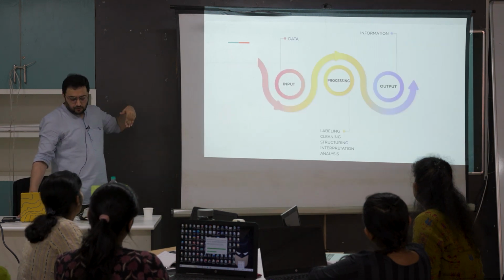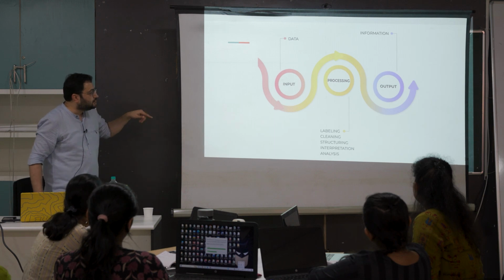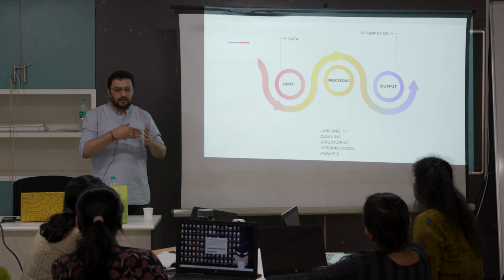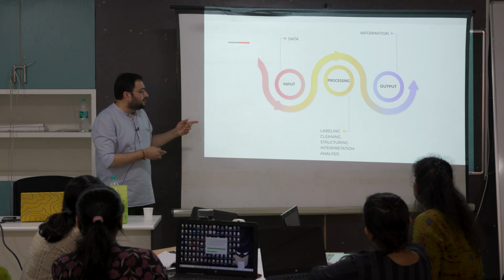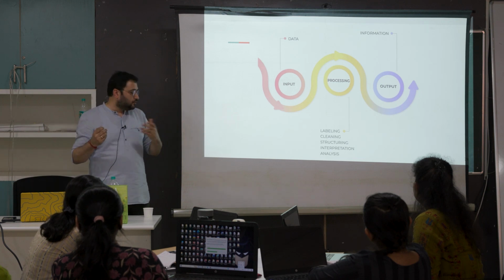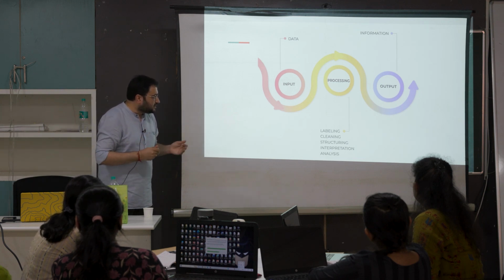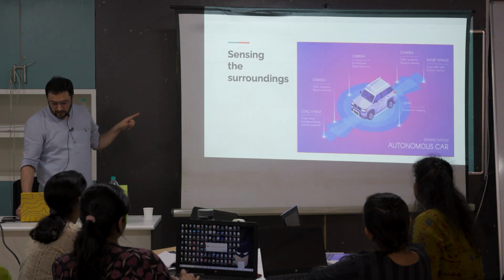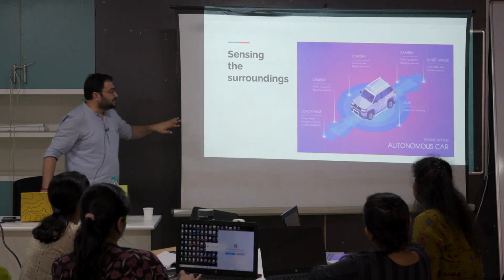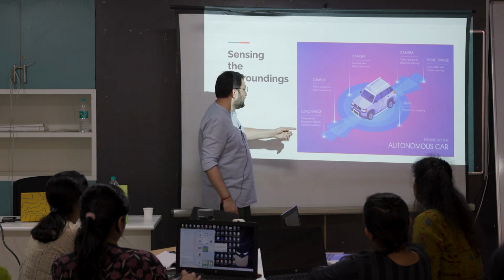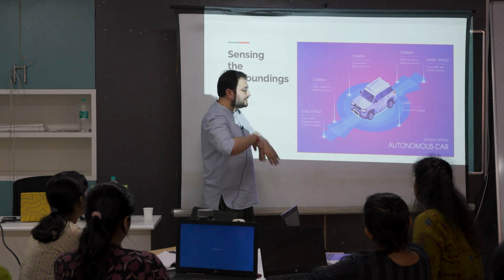And what we do in machine learning is we have some data that we input, we do some labeling in case of supervised learning. Cleaning means when we have data there might be some erroneous data, so basically you remove that. Structuring, interpretation, analysis, we can ignore that part for the activity. And just an example is how does an autonomous vehicle work. What are the different kinds of data it is getting?